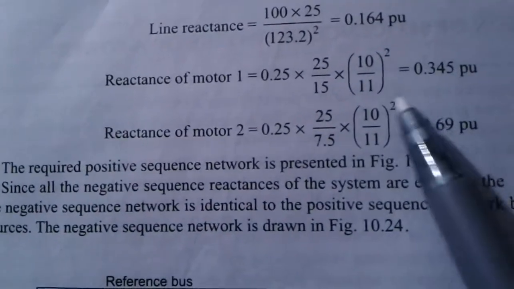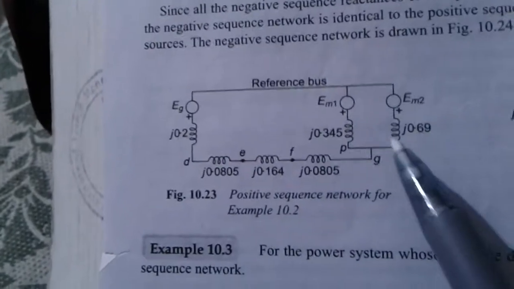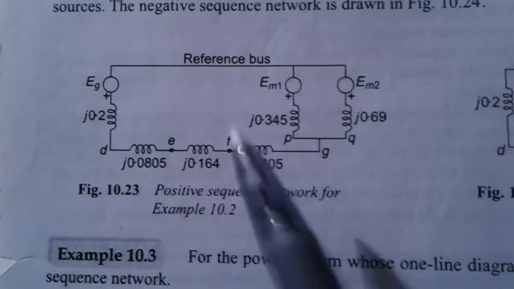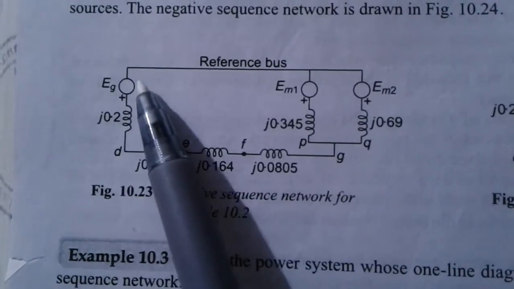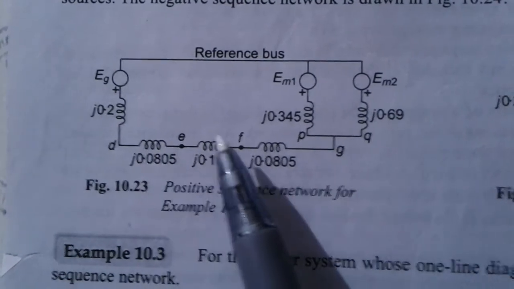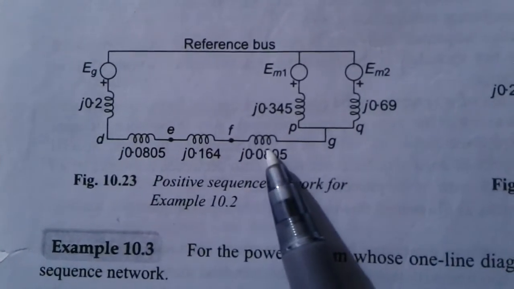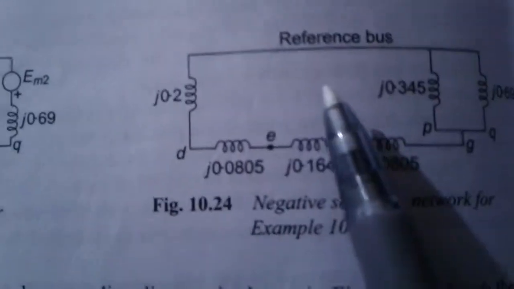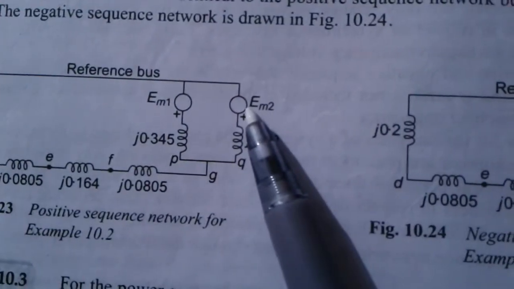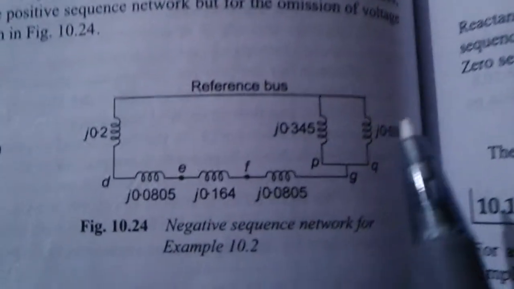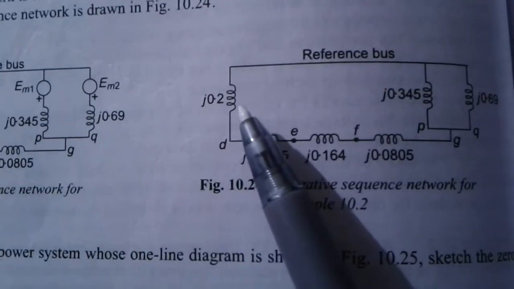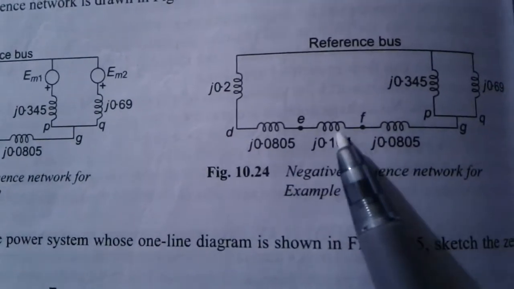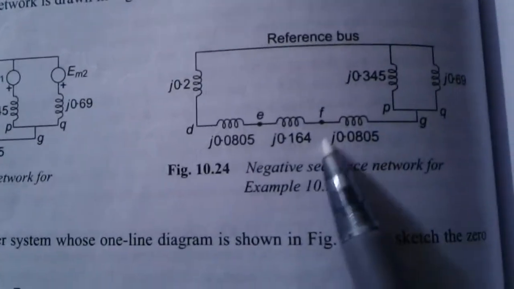After finding these, we have all the values, and now we find the positive sequence reactance. This is the generator. If you see the single line diagram, the generator has a reactance, then the transformer, transmission line, again the transformer, and the reactances of the two motors. This is the positive sequence. Whereas in the negative sequence the EMF will be removed, and we directly get the reactances: generator, transformer, transmission line, transformer, motor and motor. This is the negative sequence.